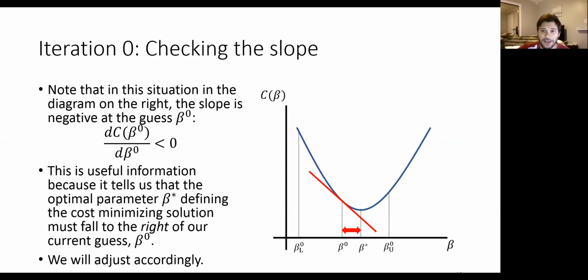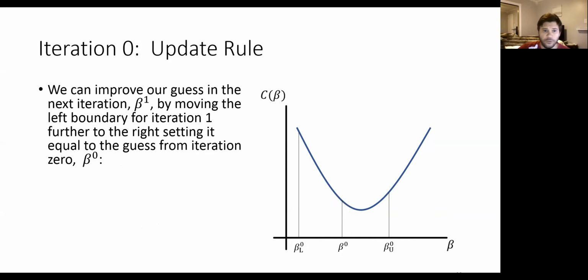So let's go ahead and apply this update rule here. We're going to improve our guess for the next iteration. So we're trying to improve our guess for B1, the guess on the next iteration. And we're going to do this by moving the left boundary point, BL, further to the right than it was in iteration 0. We're literally going to move it to where B0 was in the first iteration.